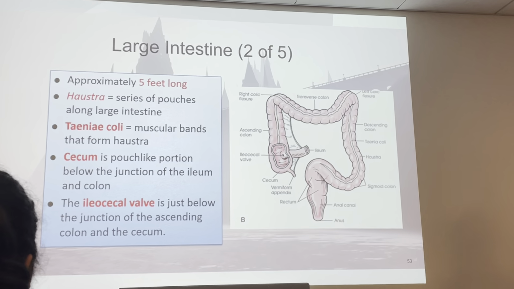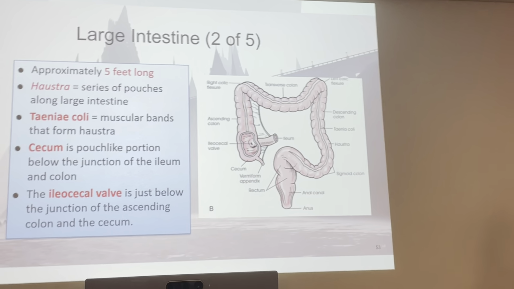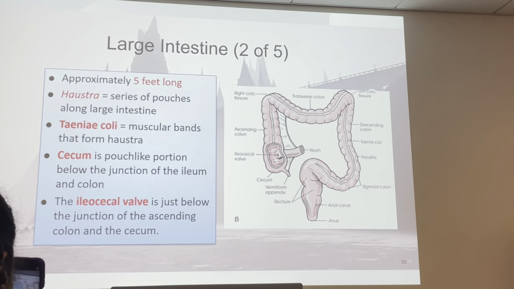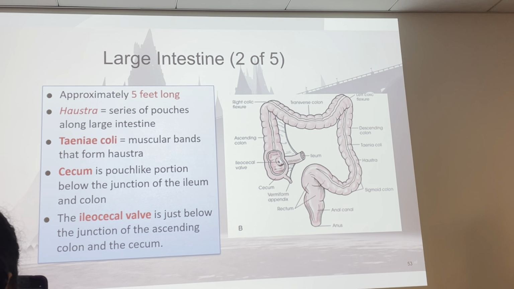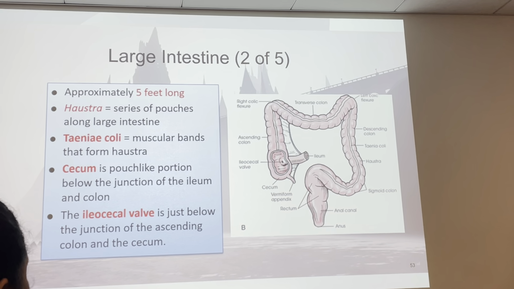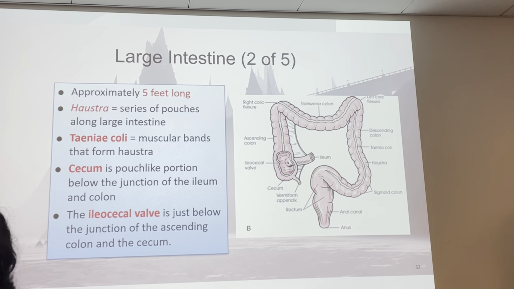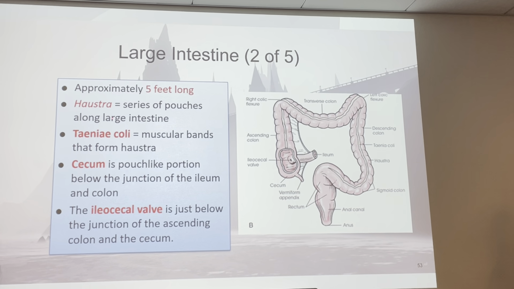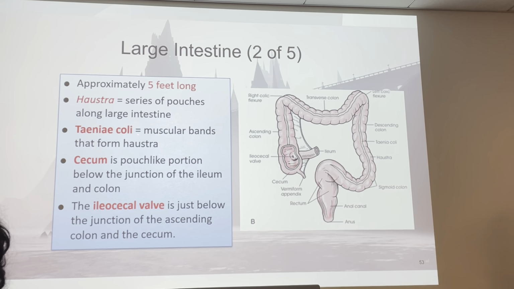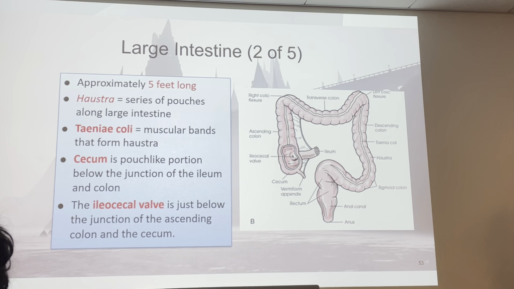Just going to break down some of these parts a little more specifically. Large intestine, actually kind of funny, it's called the large intestine. It's actually shorter than the small intestine. Large intestine is only 5 feet long. Haustra, that's that series of pouches we just talked about along the large intestine. Tinea coli, those muscular bands that help form the haustra.